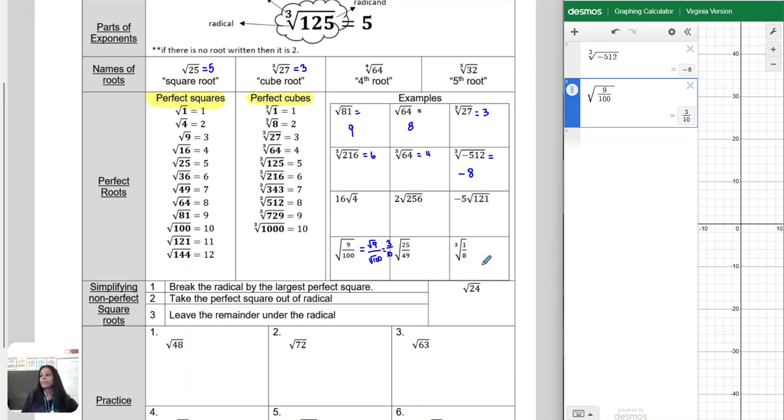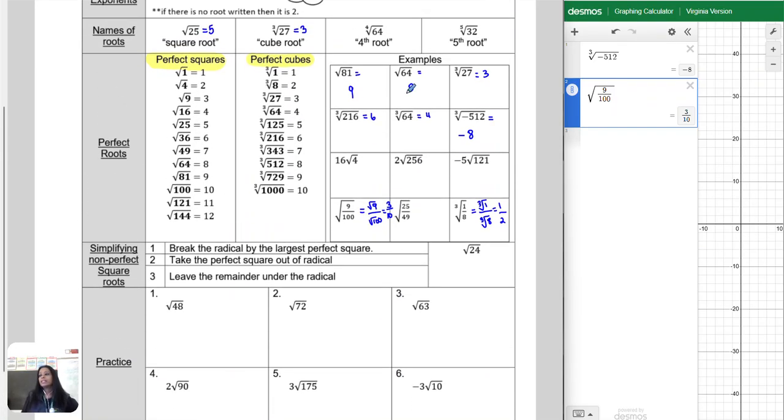Same thing with cube root. Cube root of 1 over 8, that would be 1/2. This is the same thing as saying cube root of 1 over cube root of 8. Cube root of 1 is 1, over cube root of 8 is 2, because 2 times 2 times 2 is 8. I have it right here as well. All right, so that's just a little introduction on cube roots and square roots.